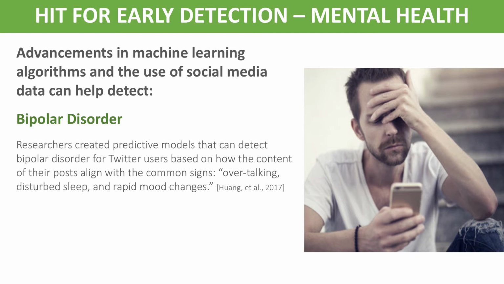At a university in Taiwan, researchers describe how the signs of someone with bipolar disorder include over-talking, disturbed sleep, and rapid mood changes. So these researchers created algorithms to characterize Twitter posts based on the amount of details in a post and the amount of rapid posting, the time of the postings, and the emotion being expressed in the post so that they could monitor mood changes.